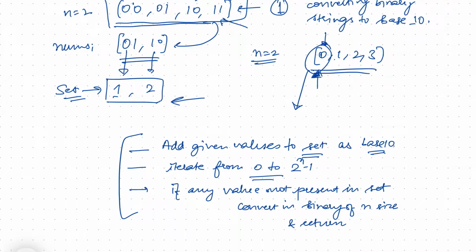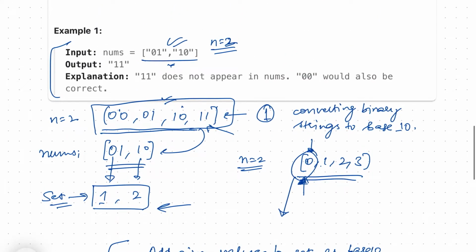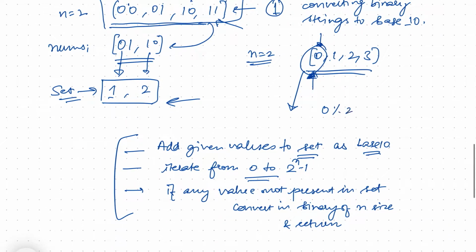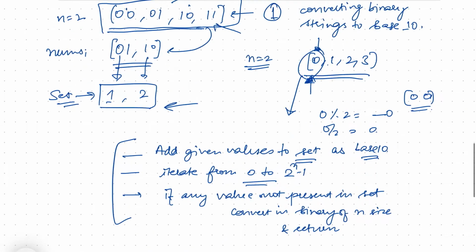But we have to make sure that the binary string is of length 2. So we will just loop n number of times, take the modulus with 2, which is 0, and then divide by 2, which gives 0. So 0 and 0, like this. So 00 we have to return.